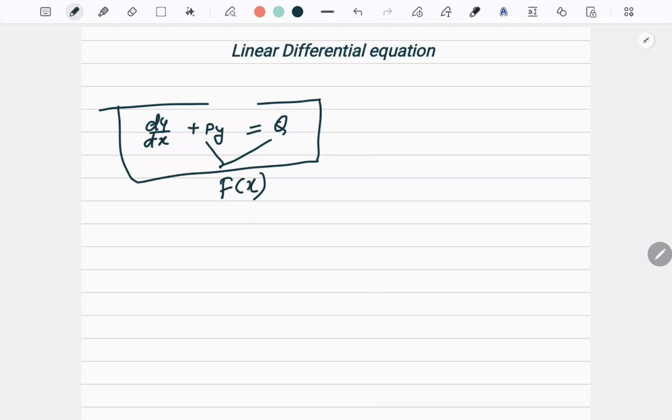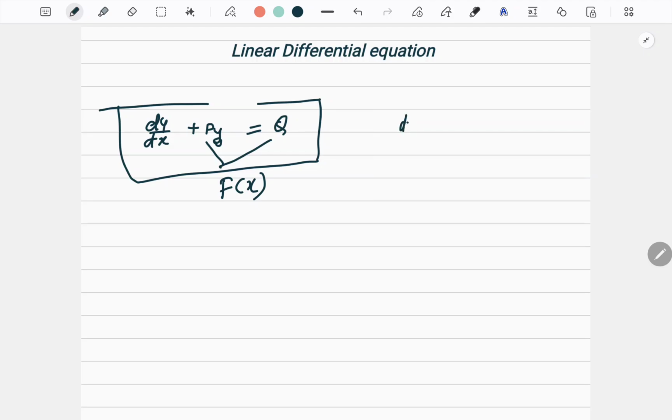Sometimes it is not possible to separate the variables. Then we should try for this method. In this method, when you see the question, you will observe for x there will be many functions, but y will be single, always alone like this. So from there you can identify it.